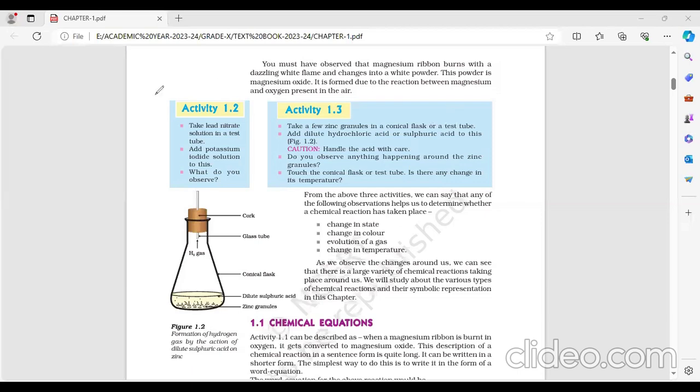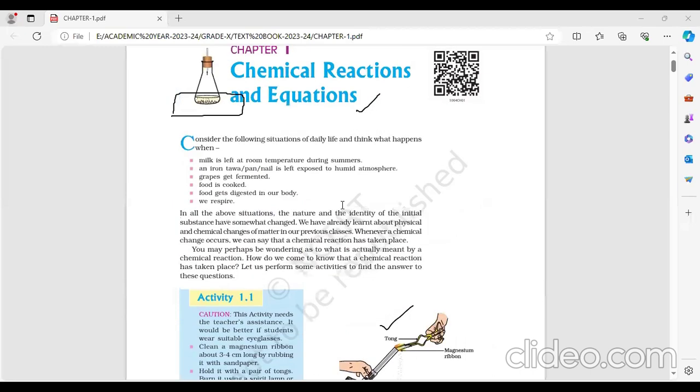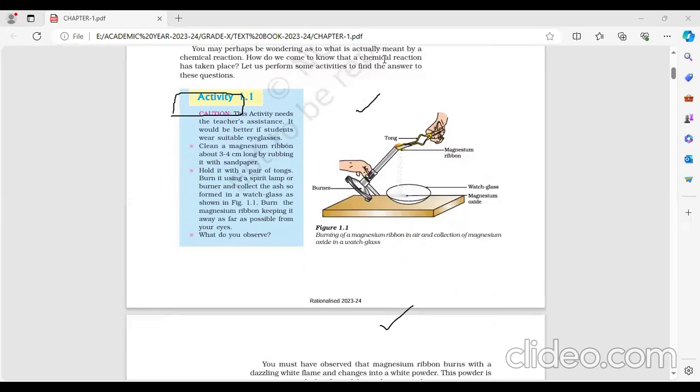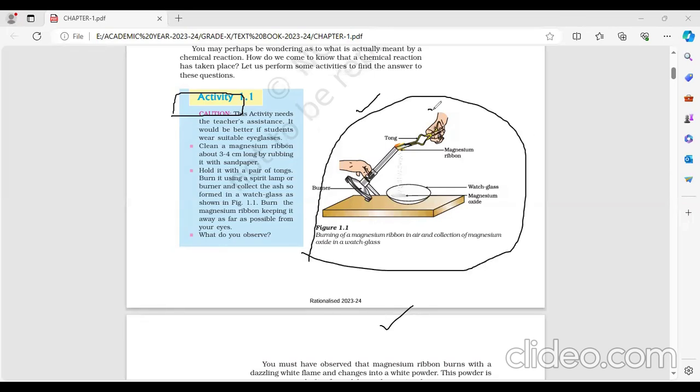Hello everyone. In this video, we are going to study activity 1.2, activity 1.3, and also chemical equations. In the previous video, part 1, I explained activity 1.1 and the first page, and also the video of this activity 1.1, burning magnesium ribbon and obtaining magnesium oxide in a watch glass. This video I had also uploaded on the channel, so please do watch it.